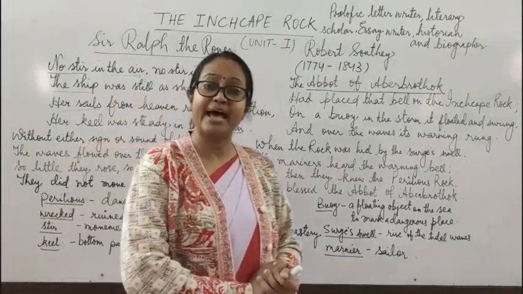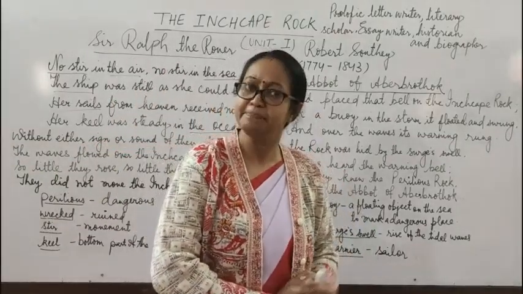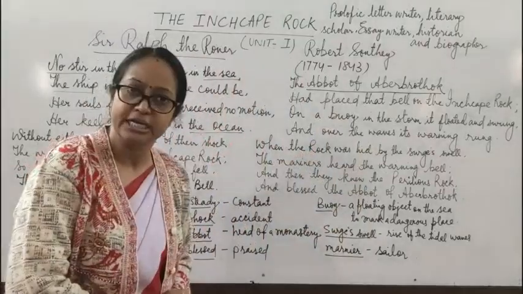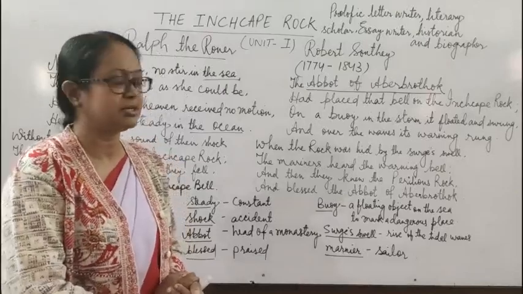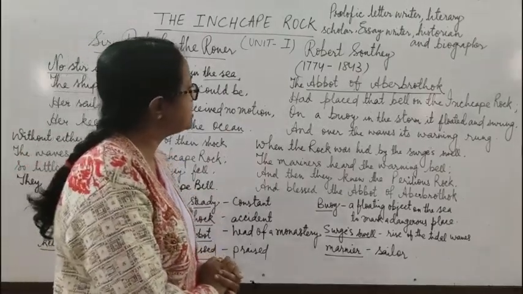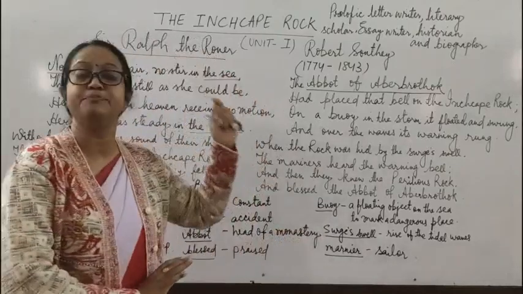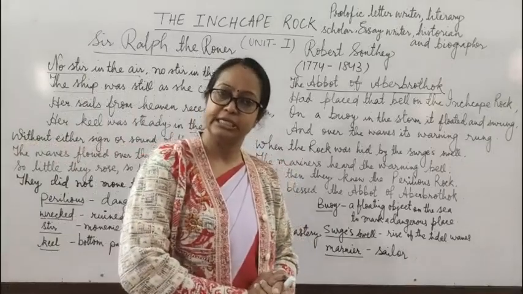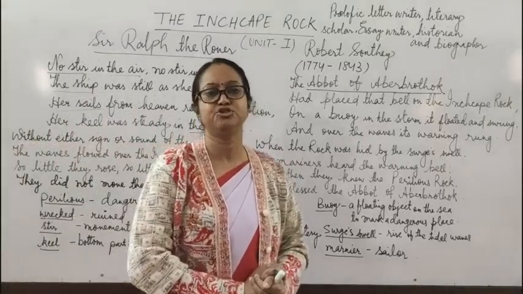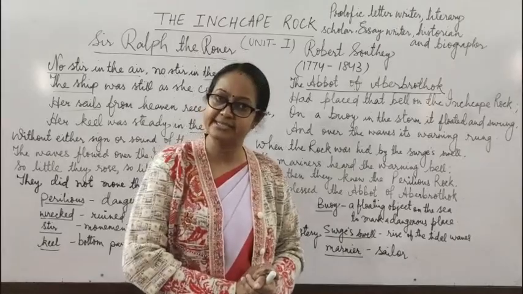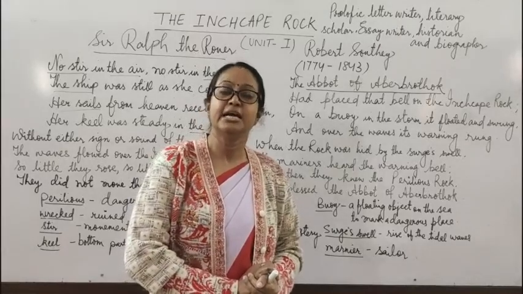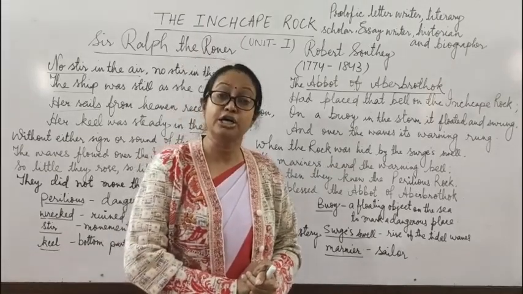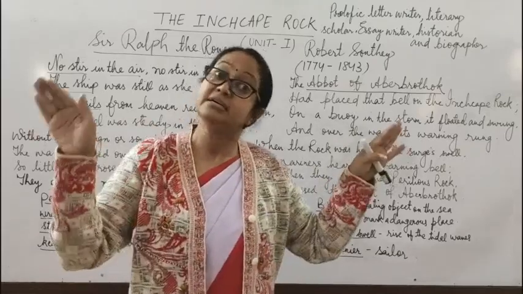The poem is in fact divided into three units, okay? And so we have completed the first unit of the Inchcape Rock. Let's just discuss two questions. Okay, the first question: how does the poet describe the Inchcape rock? The Inchcape rock was a few inches above the sea during the low tides, but during the high tides, or when the sea used to be rough and stormy, the rock was completely covered by the sea.